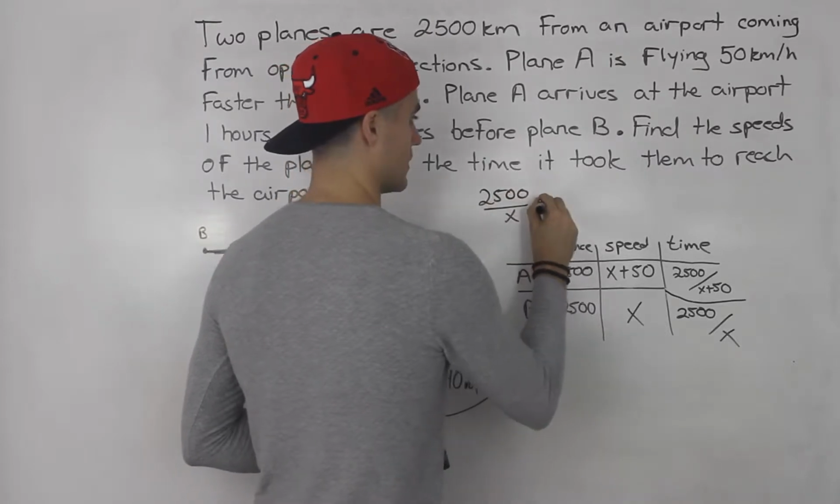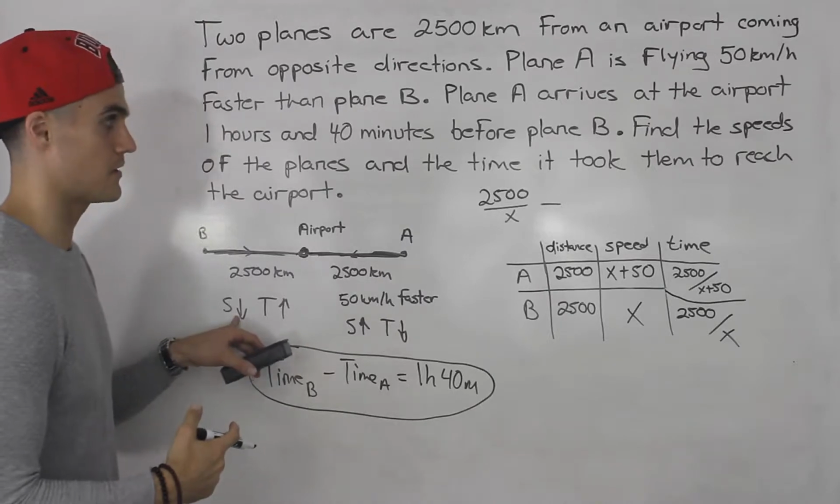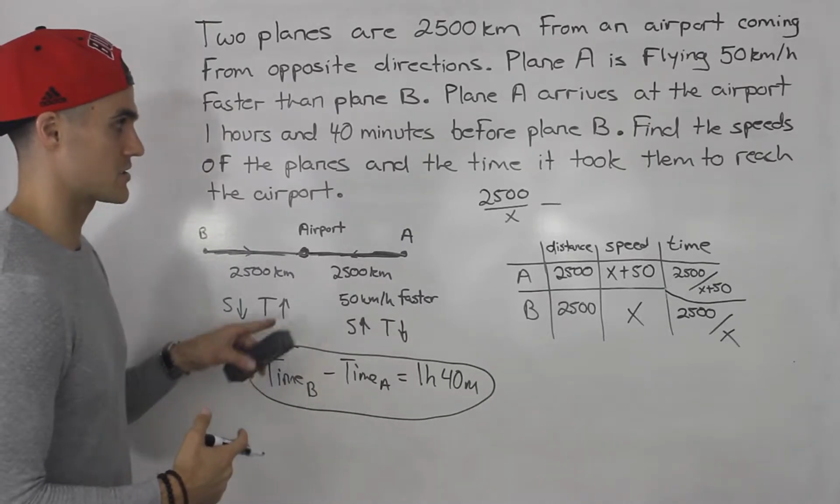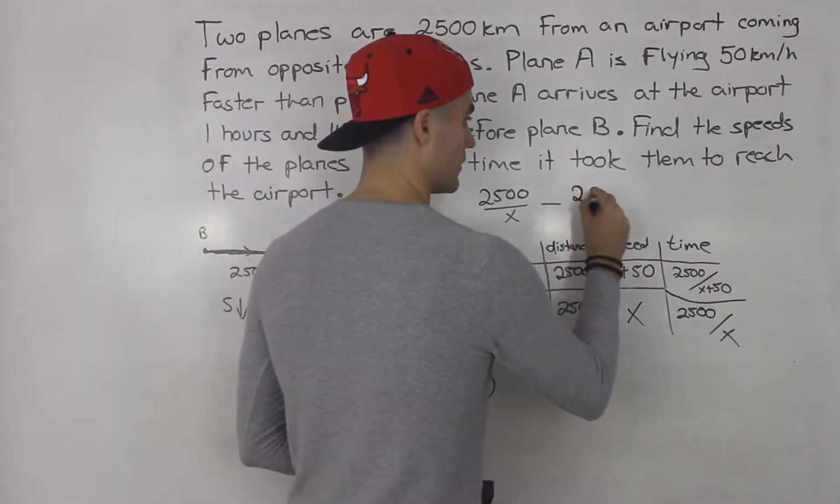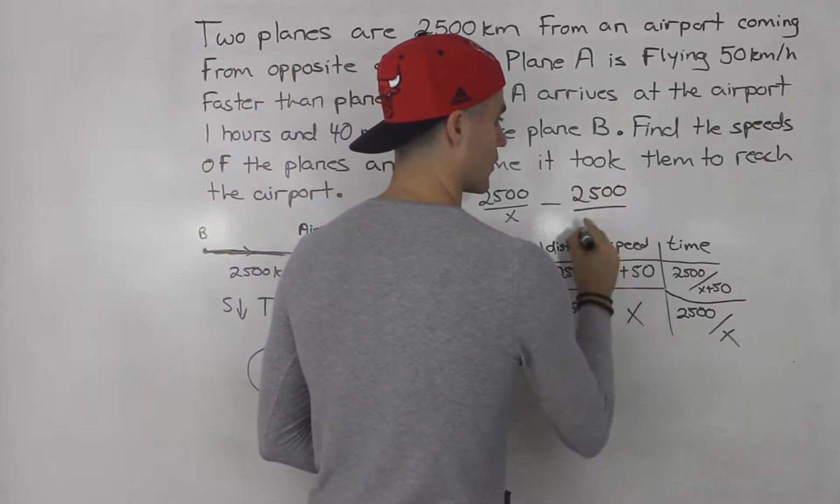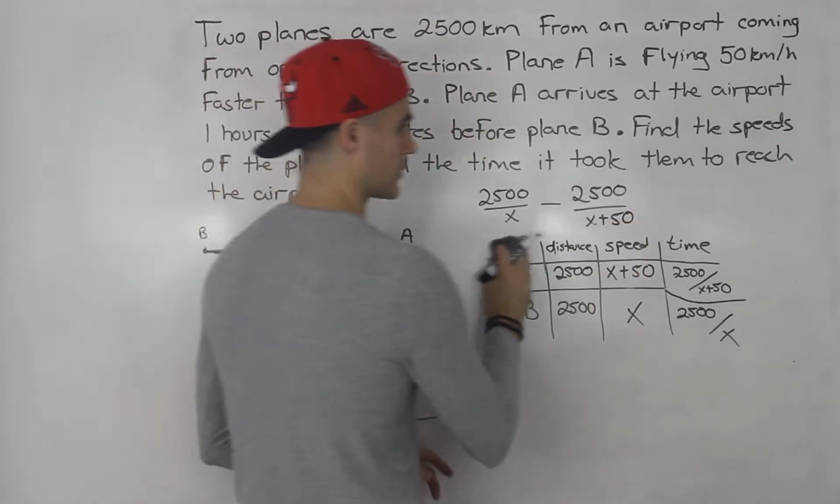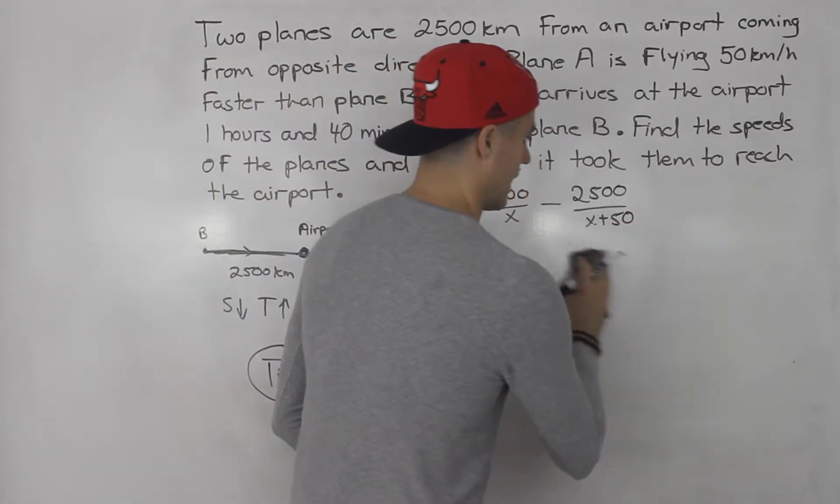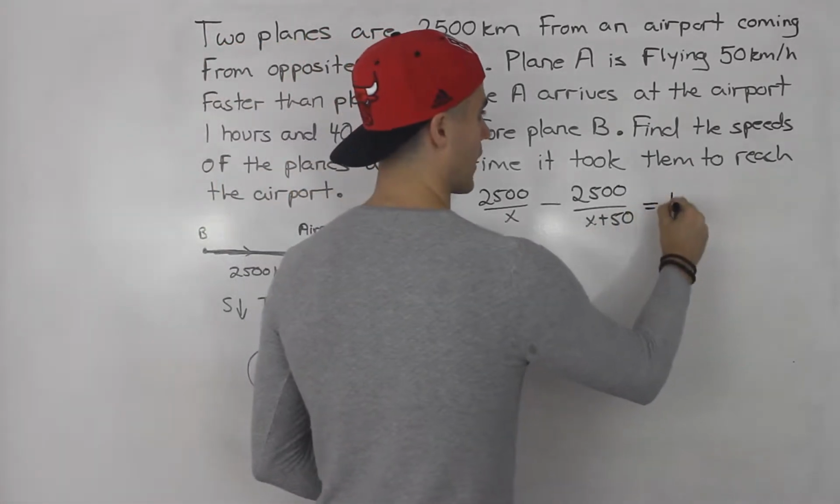over x, which is the larger time because it takes them longer, they're going at a slower speed. And I'm going to subtract the time for plane A, which is 2,500 over x plus 50. Okay, and I'm going to erase this here. And the difference in these times is 1 hour and 40 minutes.